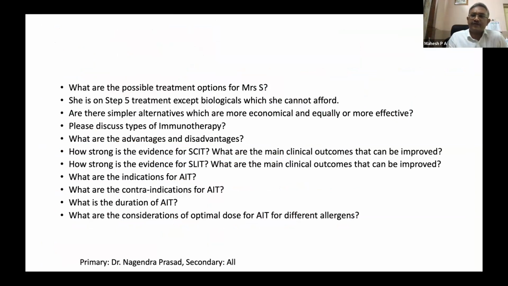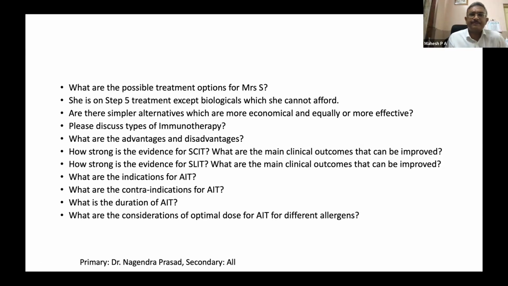Now, we know that the patient is taking the best possible treatment. Patient has been adherent to the treatment. Patient is using the spacer appropriately. She's on stepwise treatment except biologicals. Now we want to know what extra can be done for this patient that is more economical, equally or more effective. So I would like to call Dr. Nagendra Prasad to discuss some of these possibilities, and then we will have the other panelists share their thoughts.